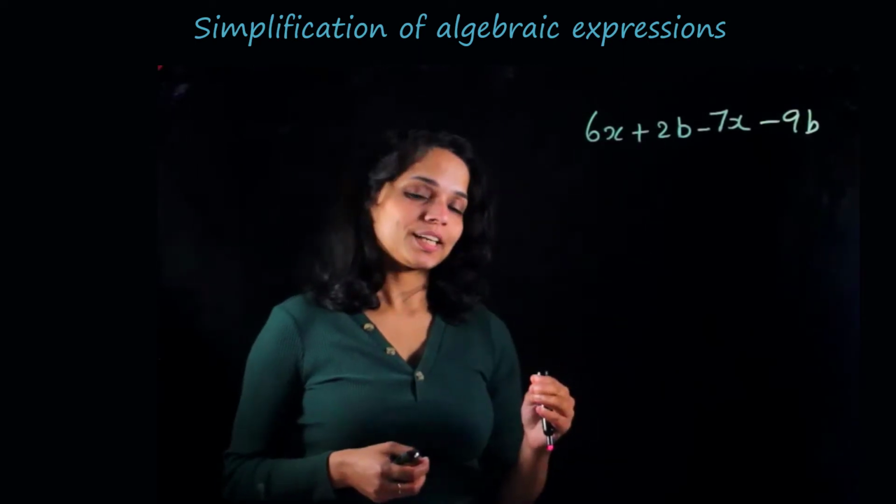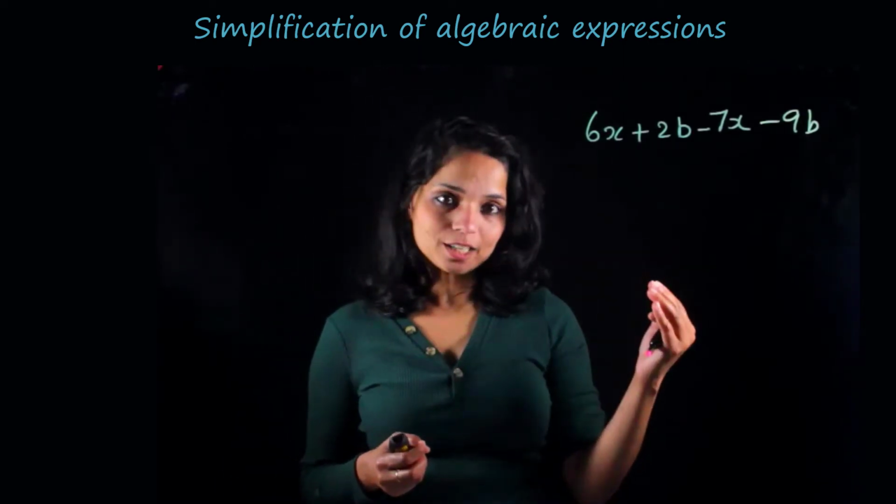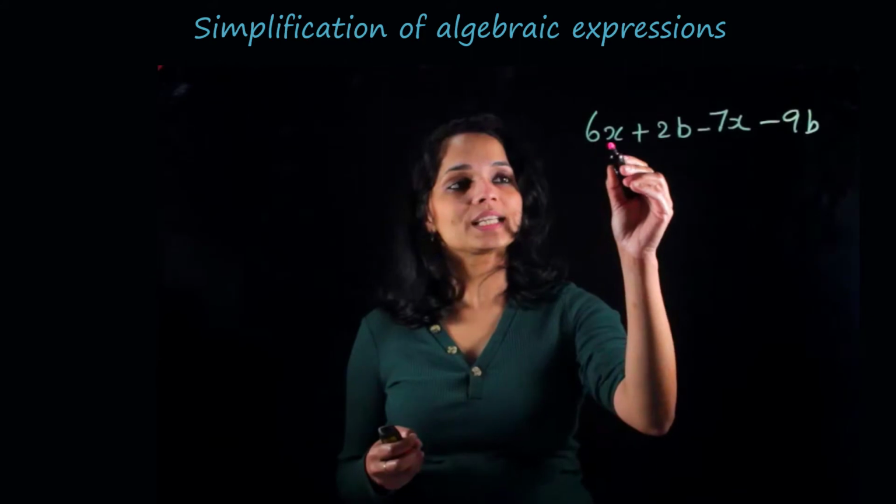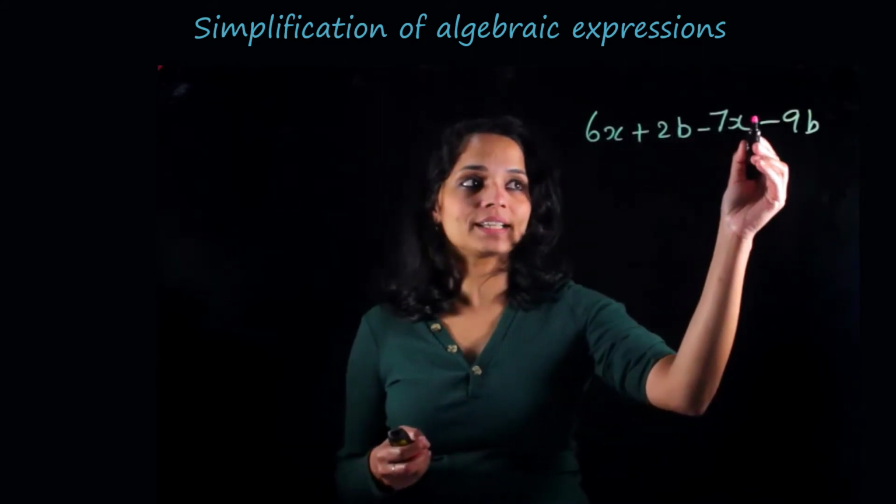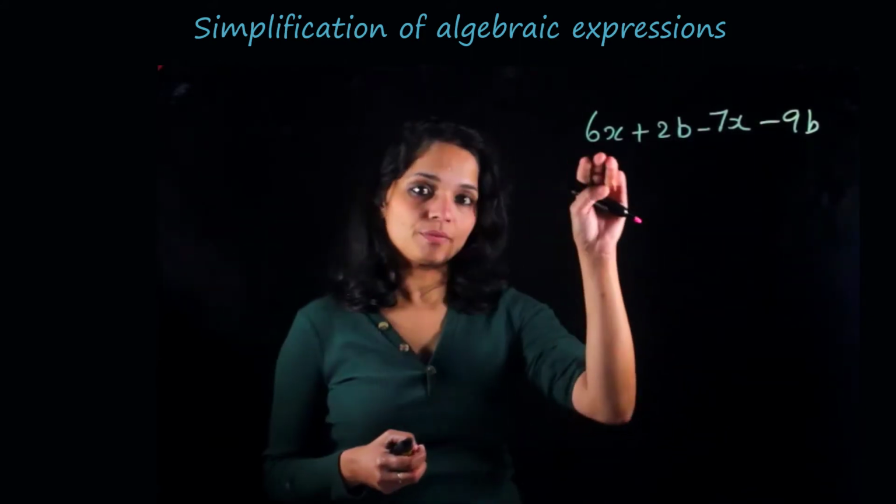In this video, we're going to see how to simplify some algebraic expressions. Consider this example: 6x plus 2b minus 7x minus 9b. We're going to simplify this expression.